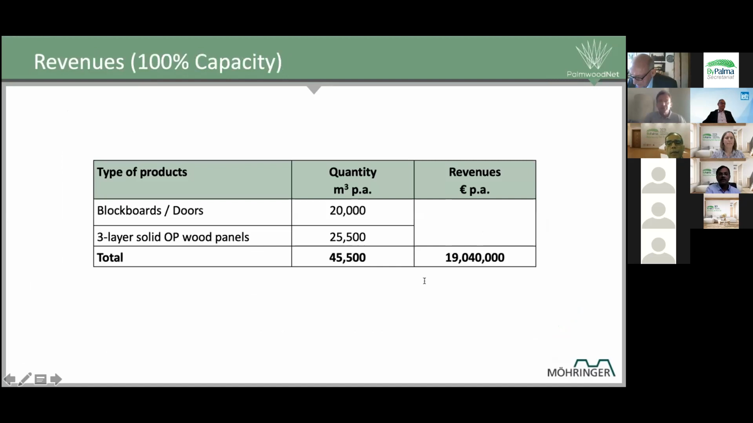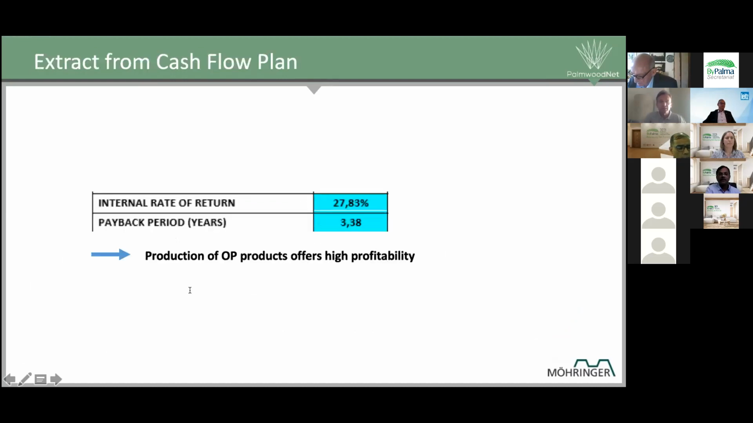We can reach a revenue of 19 million euro per year when selling about 45,000 cubic meter of final products. And this is just an extract of the cash flow calculation. We can come down to a payback of about 3.5 years and an internal rate of return of 27%. So this shows that the production of OPT products can be highly profitable.